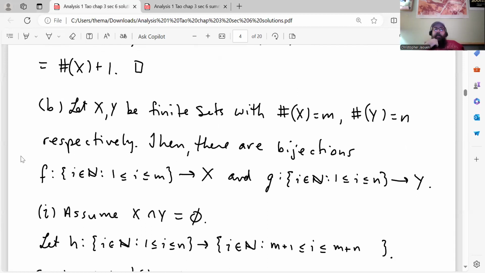All right, let X, Y be finite sets with the cardinality of X equal M and the cardinality of Y equal N. I'm just defining that in terms of new variables, because it's easier to write that instead of the cardinality of X every time, respectively. Then there are bijections, F from the set of natural numbers from 1 to M to X, and G from the set of natural numbers from 1 to N to Y.